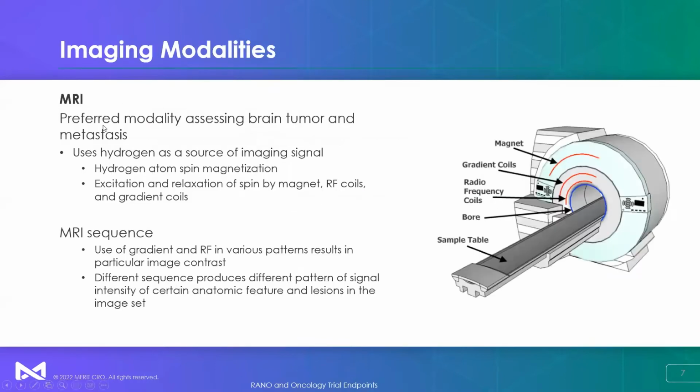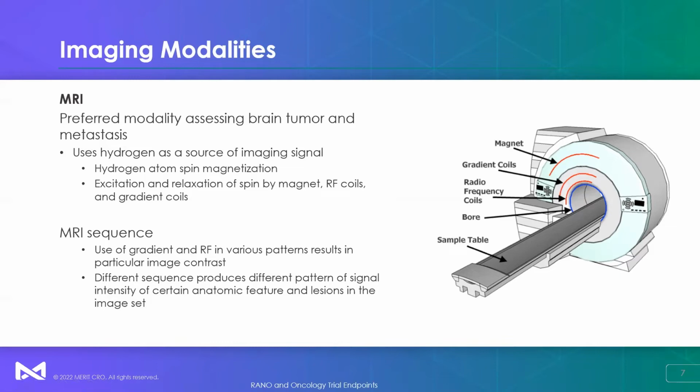And because the MR has been the preferred modality, I just wanted to quickly touch base on the MR modalities. It is a preferred modality for reading the brain tumor or any brain metastasis. It uses the hydrogen spin as a source of imaging signals. Basically, the spin magnetization is the main signal detection and how the intensity is really manifested in imaging. And there are MR sequences that are specific, using specific gradient and radio frequency patterns to show the different imaging contrast.